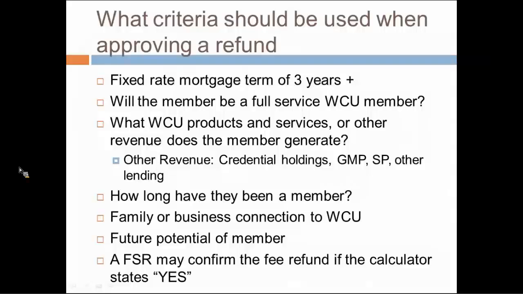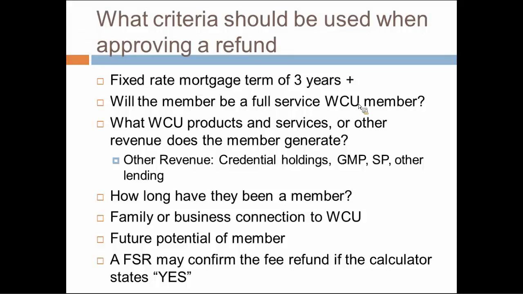So you might ask what criteria should be used when approving a refund. So the fixed rate mortgage must be of a term of 3 years or more, no less. Will the member be a full service Westoba member? That's important because we are refunding fees. We don't necessarily want to do this for every member. This is something that's encouraged to be used for the loyal members. Those members have all of their business with us because we are incurring a cost. So it has to make business sense.